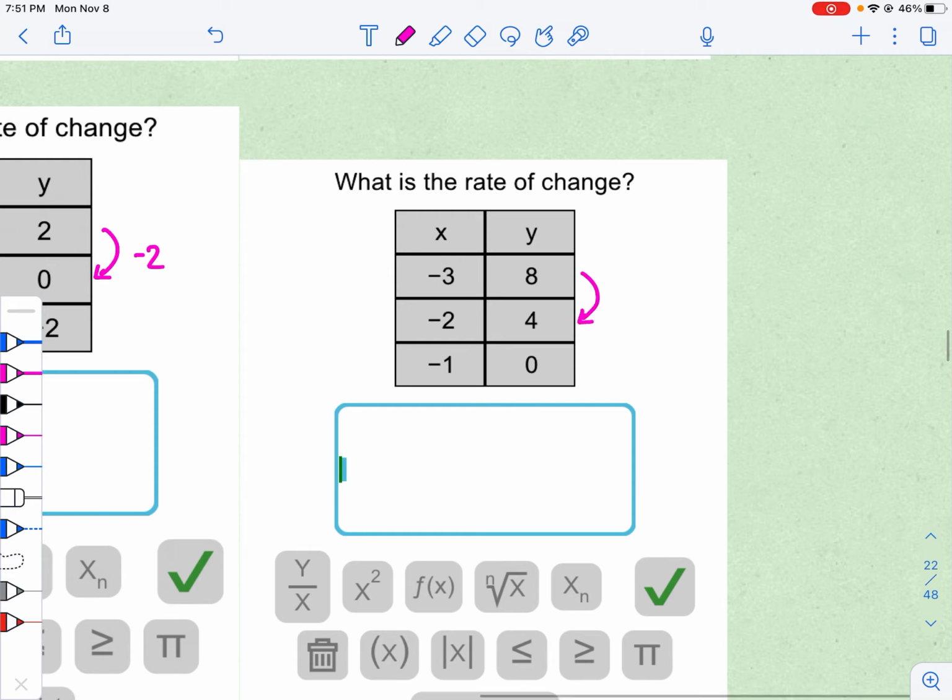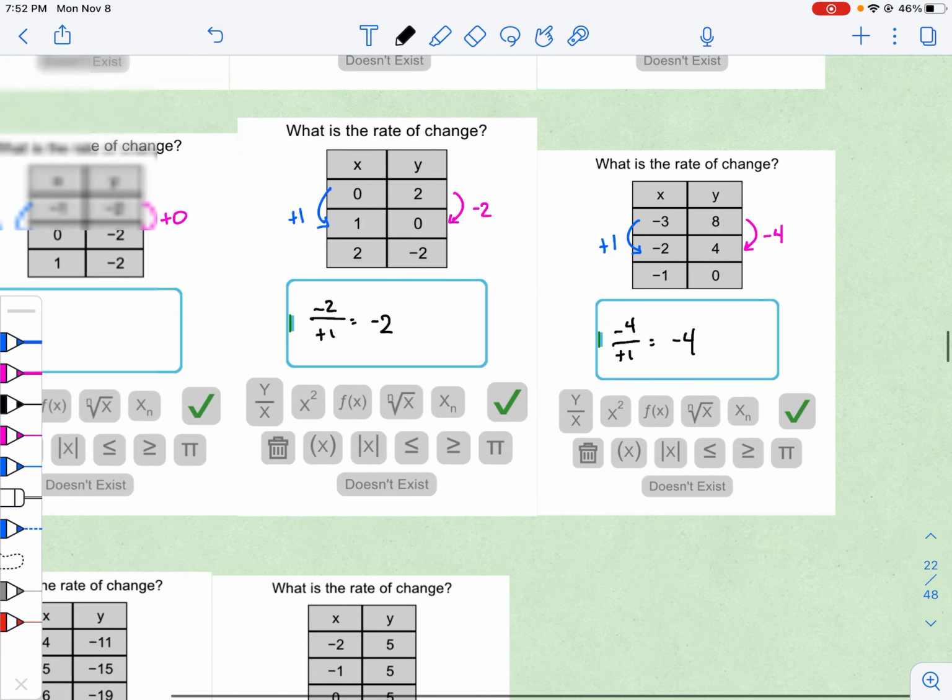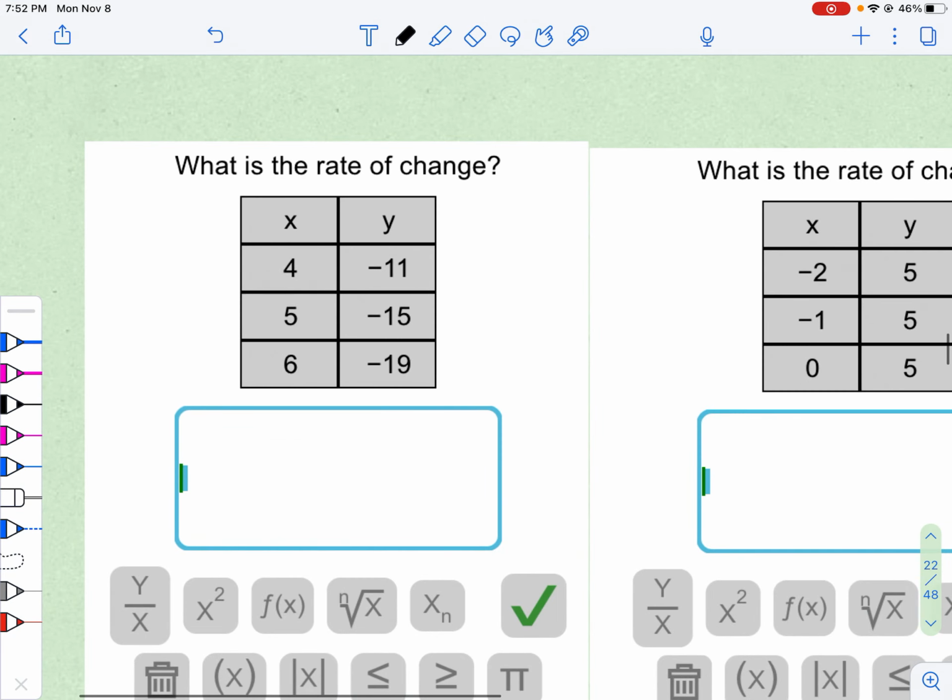Let's see, 8 to 4. I'm going to go down by 4. On the left-hand side, I'm going to go up by 1. So I have -4 over +1 is -4. It's kind of too bad we don't have fractions, but if we did, we'd get a chance to have some fractional answers.